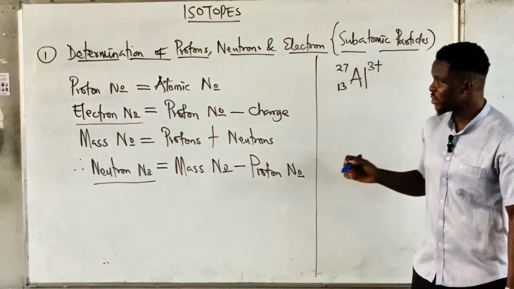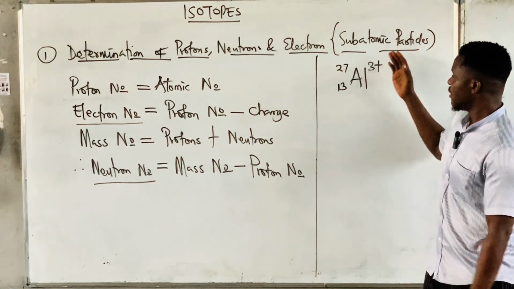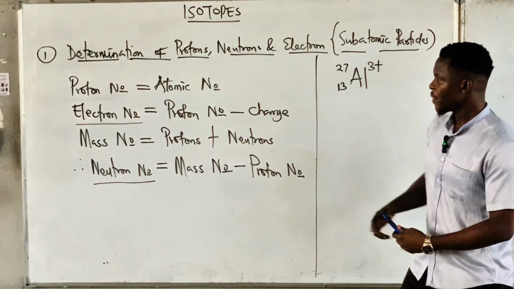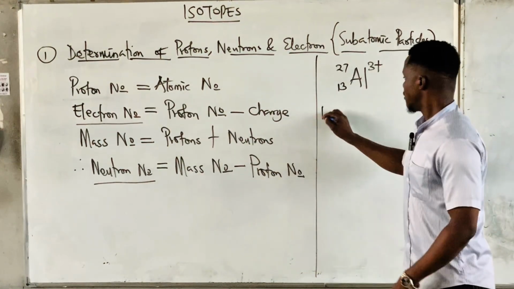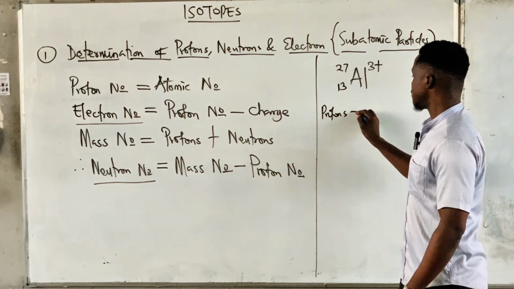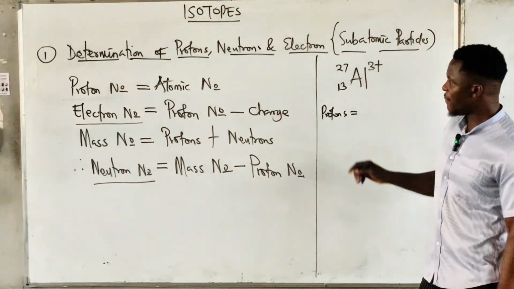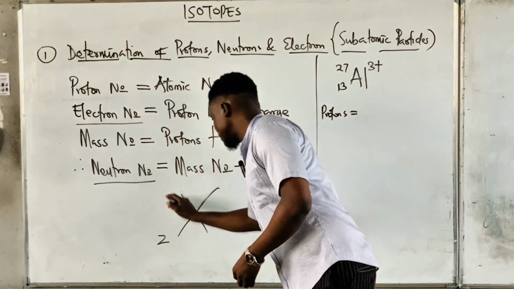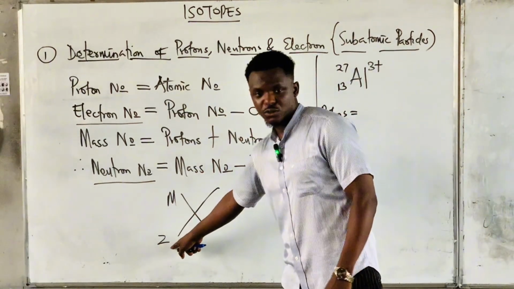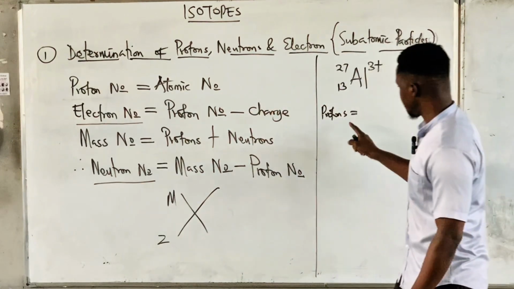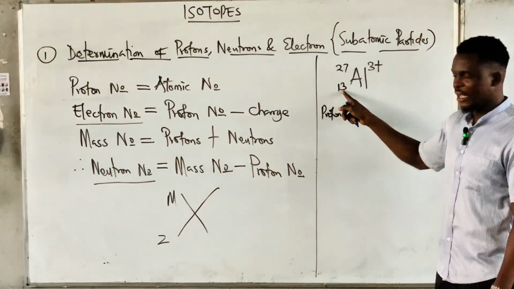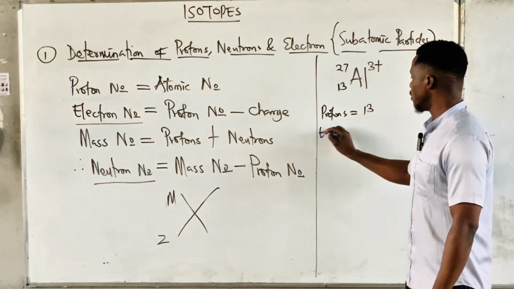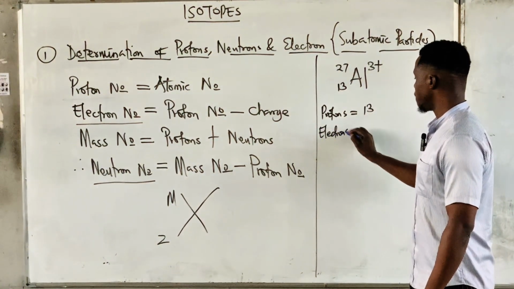So first thing you're going to do is that, okay, they're asking me to find an electron, proton, and neutron. So the first thing I'm going to do is my proton number. Remember, based on that stuff I gave to us earlier, the Z was the proton, is it not so? Which is the atomic number. The subscript is always the atomic number, which is proton. This is 13.